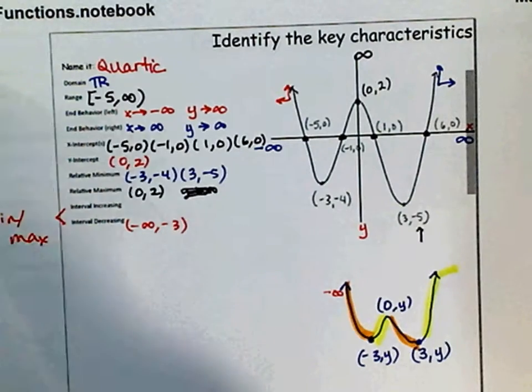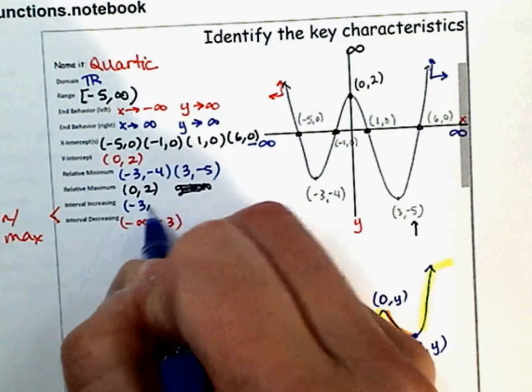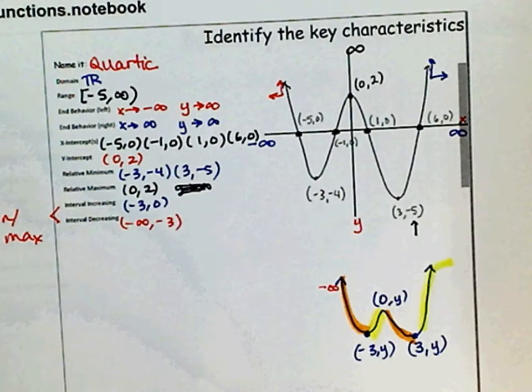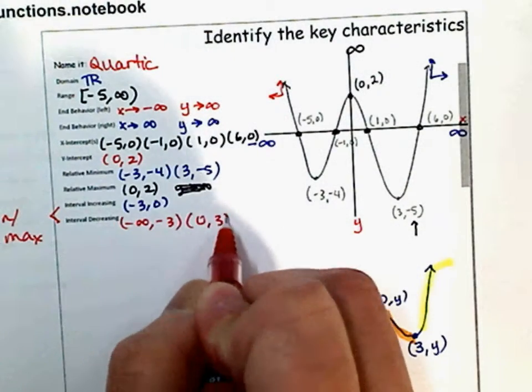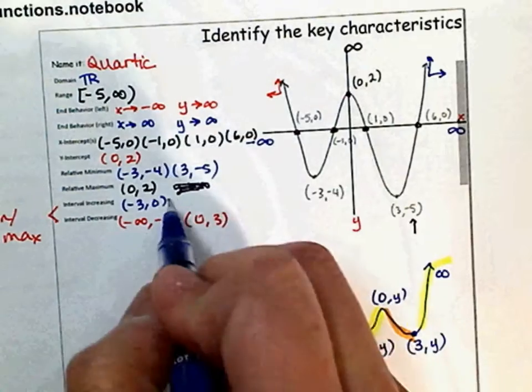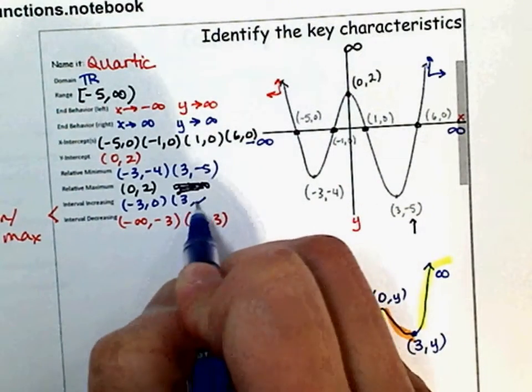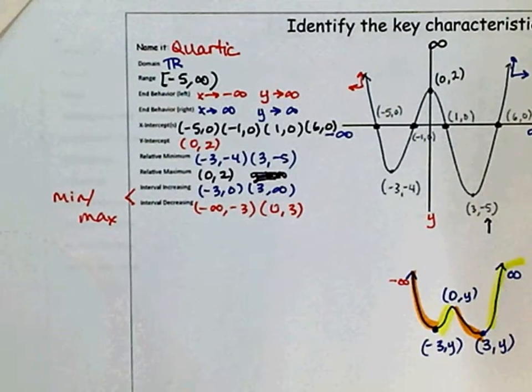All right. From negative 3 to 0, I'm going up. That's increasing. From 0 to 3, I am decreasing. Okay? And from 3 to the right, which is positive infinity, I am increasing. And there you have your increasing and decreasing, following the minimum and the max.